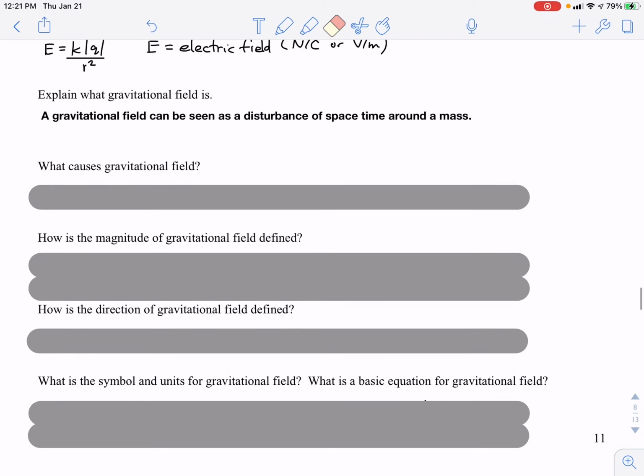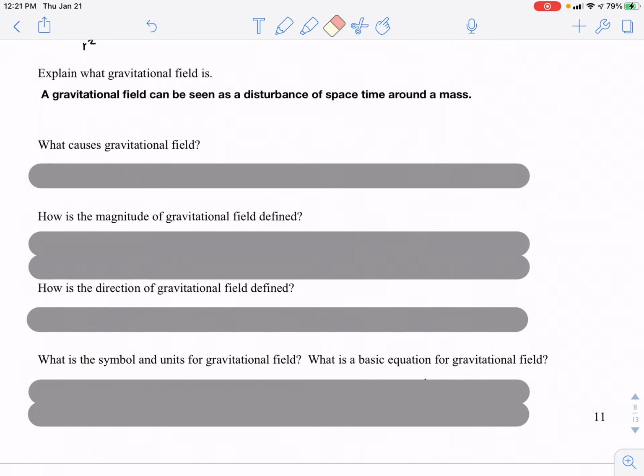A gravitational field, by contrast, would be a disturbance in the space-time around a mass. Think of outer space as one giant trampoline, or bed sheet, if you will. The larger the mass, the larger the distortion of space-time, the more other masses would want to curve around that large mass and thus be attracted to it.